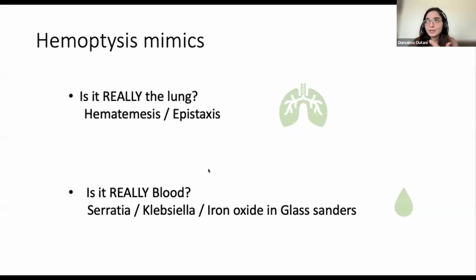Because the blood can originate from the nose, the upper airway, or the GI tract, and can be confused for hemoptysis. And the second thing is, is it really blood? Because in some bacterial infections like Serratia and Klebsiella, we have red-tinged sputum that can be falsely thought of as blood, or in some occupations like glass centers who have iron oxide that can mimic blood in the lungs.